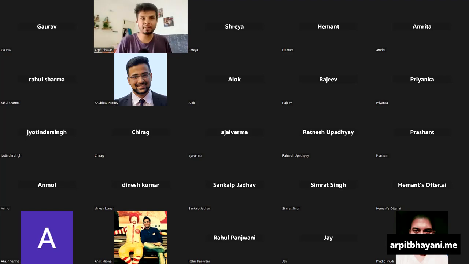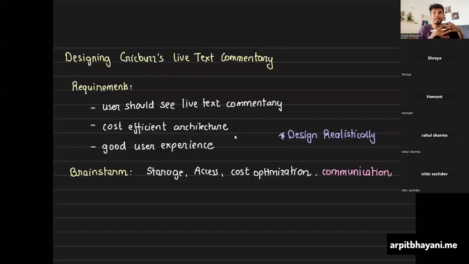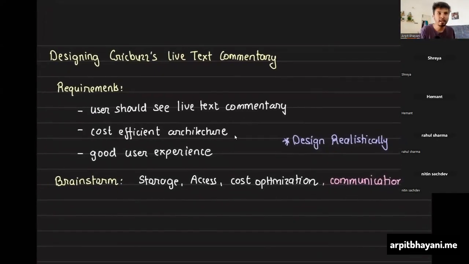The requirements for the system is there would be two sets of users. One is consumers like us who are reading the commentary. One is text commentators who are writing that commentary, right? Now, user should see the live text commentary with quote unquote best user experience. And the entire architecture needs to be extremely cost efficient.